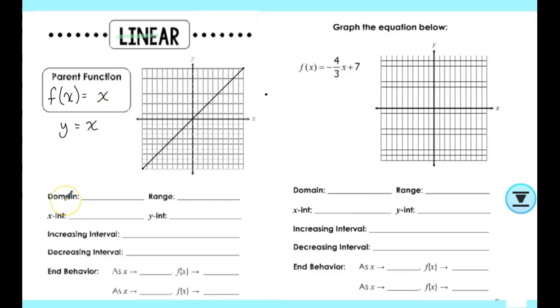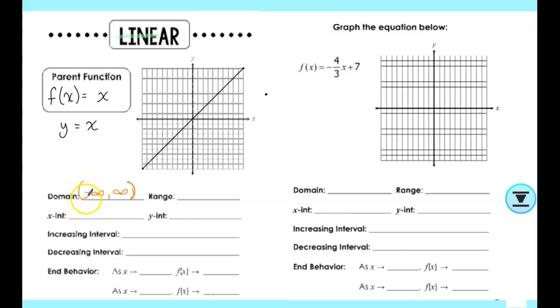So the domain on this is how wide can this graph go? Well, if we go out infinitely far, it's going to go infinitely to the left and infinitely to the right. So our domain is going to be from negative infinity to positive infinity. And I know that this looks like an ordered pair, but it's called interval notation.